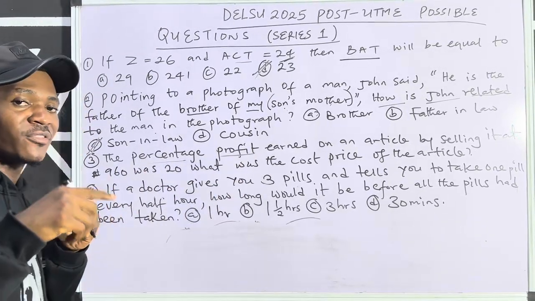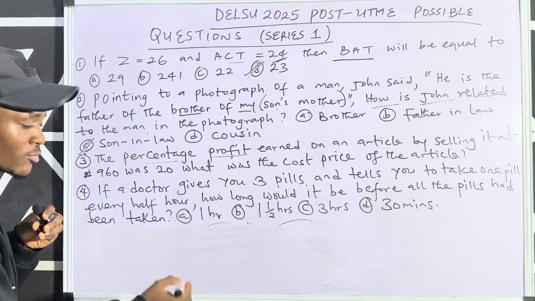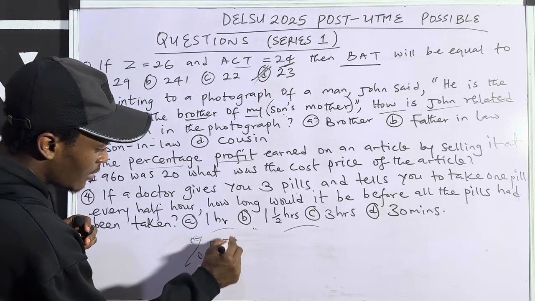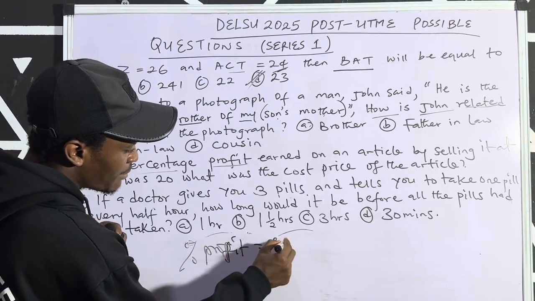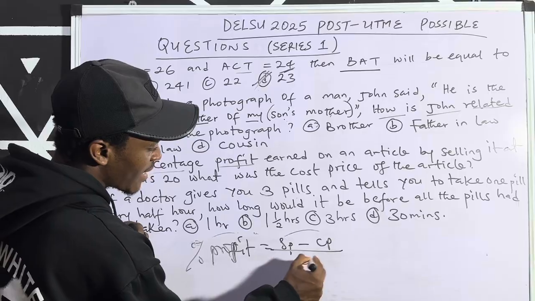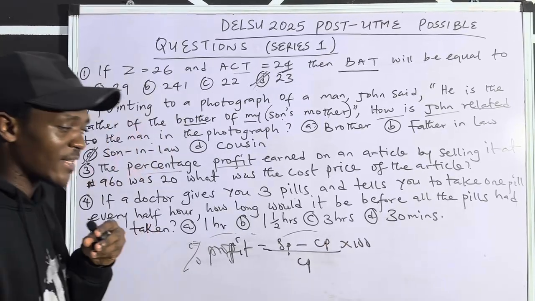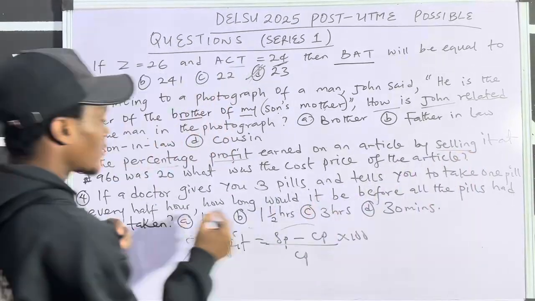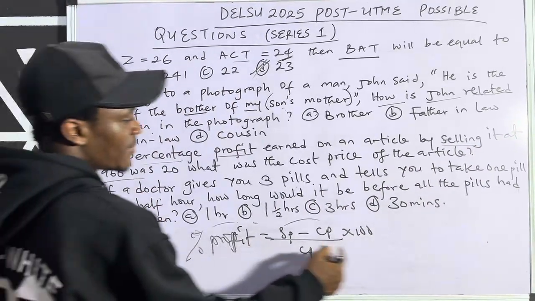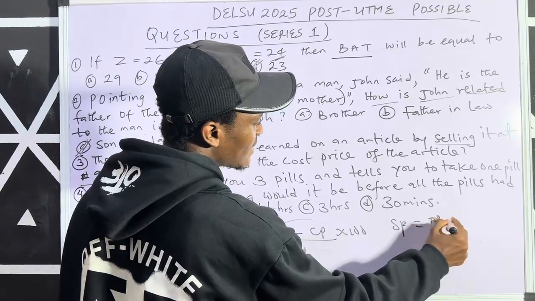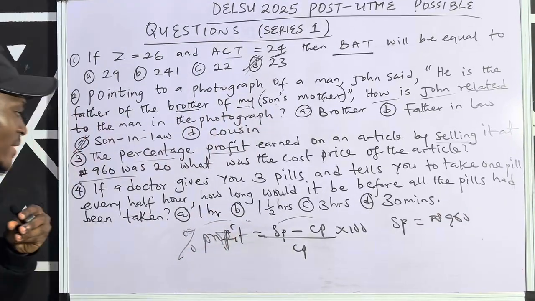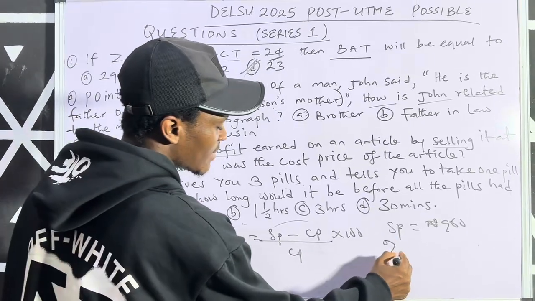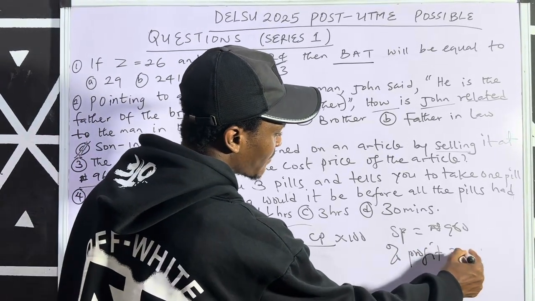So when percentage profit is mentioned in a question, all you are supposed to do is to work with the formula. Percentage profit would be given as the selling price minus the cost price over cost price, then times 100. That's how you go about it. Of course, now they said he earned something by selling it at what? 960 naira, meaning the SP, being the selling price, is 960 naira. Is that easy? Then next, what was the percentage profit? 20%. So it means the percentage profit was 20%.